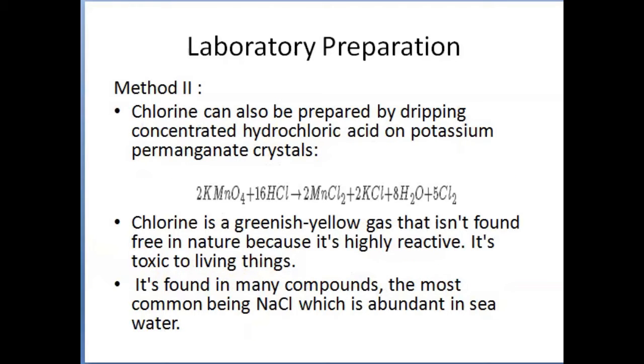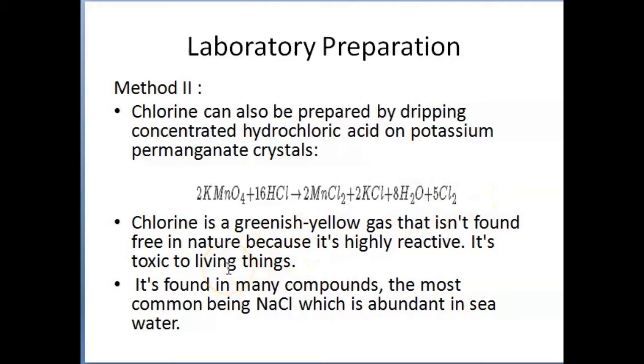The second most common method for laboratory preparation is that chlorine gas can also be prepared by dripping concentrated hydrochloric acid on potassium permanganate crystals. That is, KMnO4 plus HCl will give us MnCl2, KCl, H2O and the chlorine gas.